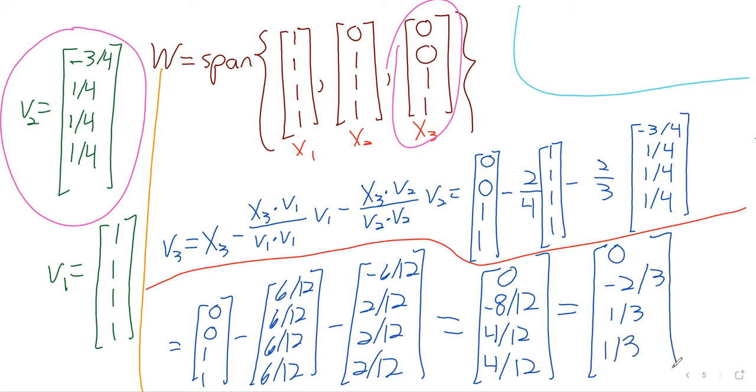So unless I botched some multiplication up, obviously, all of that trying to do mental arithmetic quickly, that is now an orthogonal basis of W. And I can at least verify in my head that v1 dot v2 is 0 and v1 dot v3 is 0. So let me see. Yeah, and negative 2/12 plus 1/12 plus 1/12 is also zero. So this is an orthogonal basis.